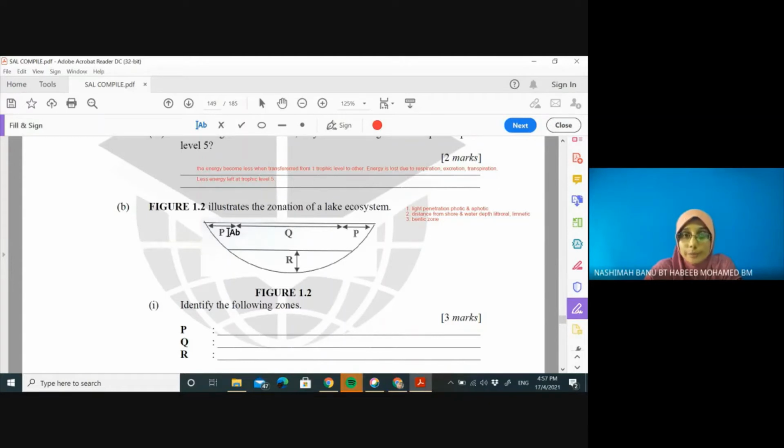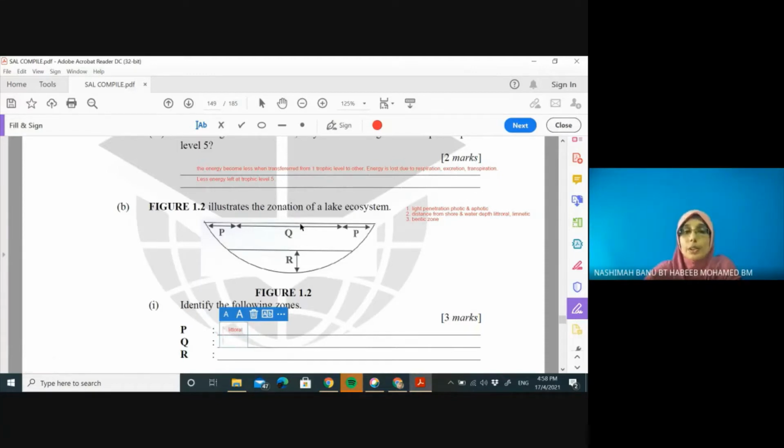If you look at this zone, kita nampak dia near to the shore, and definitely the penetration of sunlight will be the maximum. If you look at here, this one is distance from the shore, and at the same time the penetration of sunlight in this area is high. So this one is better known as littoral. How about the second one?